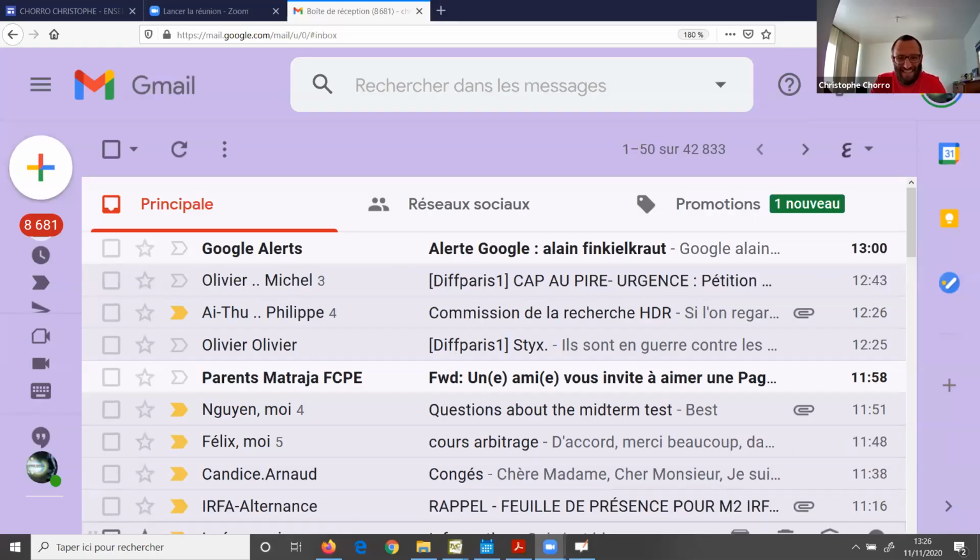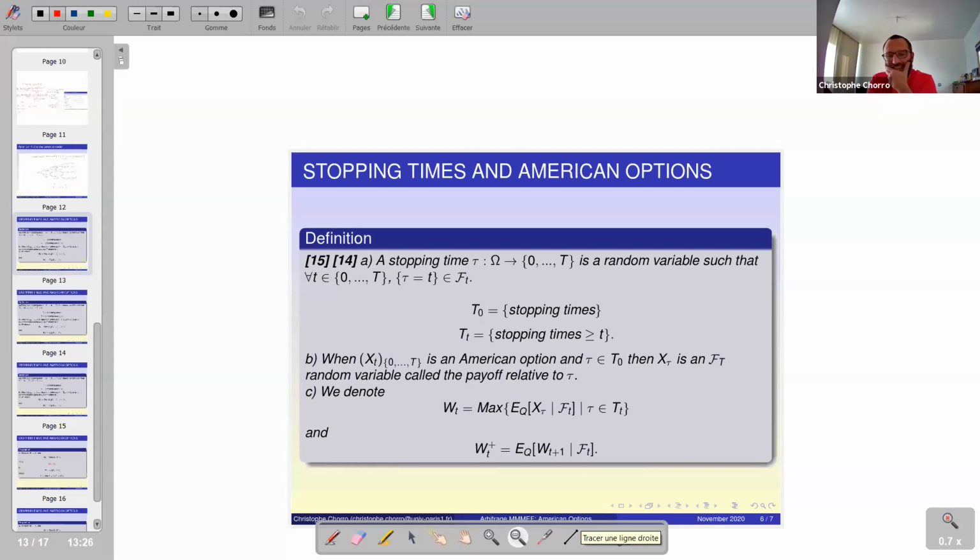Okay, so let's continue what I have started to do here. The idea here is to make something that will be out of the program of the final exam, as I have already said. It's the definition 15, not the definition 1514.